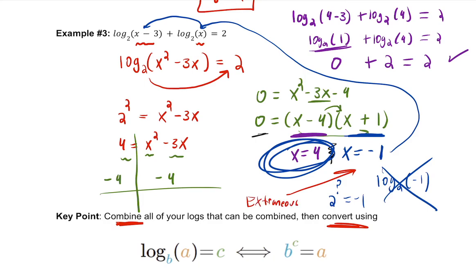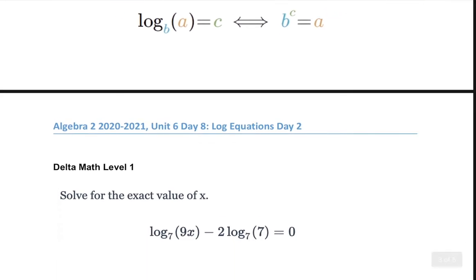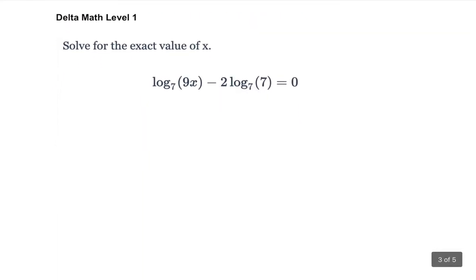All right, so that's the basic gist of today. Like, you could run with this. I'm just going to work through 2 difficult Delta Math examples that should help you out today. So just 2 problems to work through. These are exactly what they look like on the Delta Math. So level 1, solve for the exact value of x.